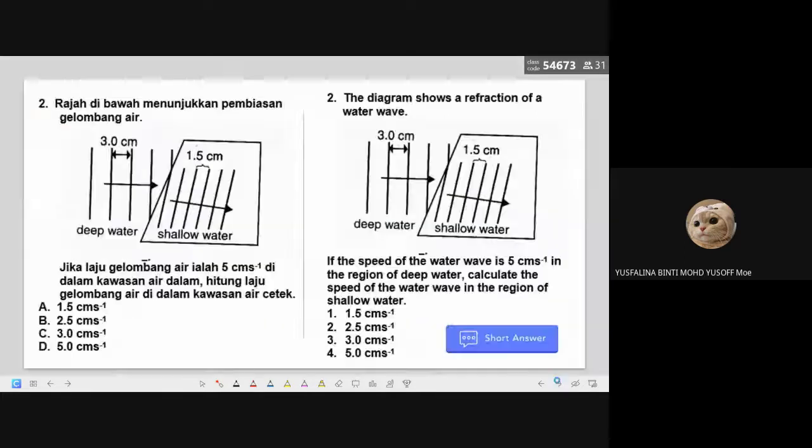So the next one. This one you have to calculate. So what is the formula for the refraction of wave? V1 over lambda 1 is equal to V2 over lambda 2. So for V1 and lambda 1, you can take the deep water, the speed and also the wavelength for the deep water. V2 and lambda 2, you can take the shallow water, the speed and also wavelength from the shallow water.